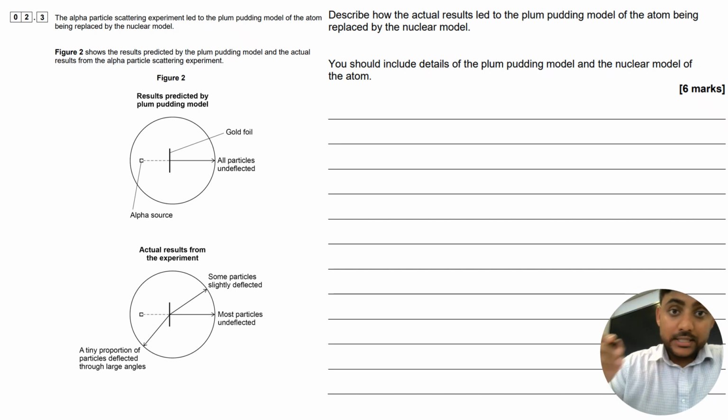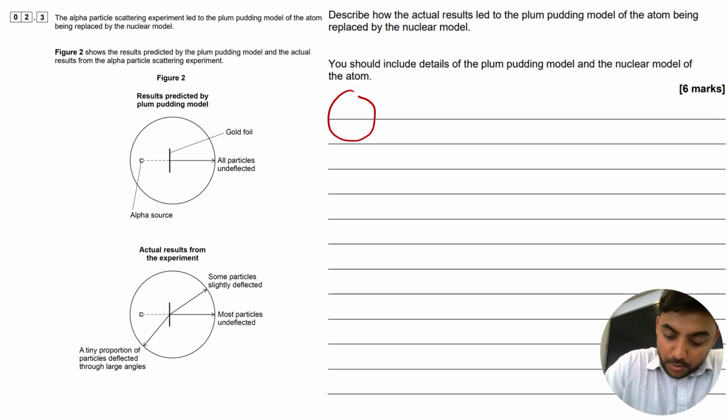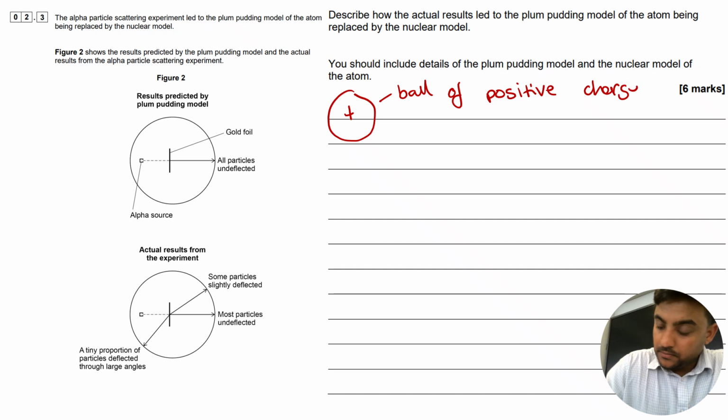So we start off by describing the plum-pudding model. We described J.J. Thomson's plum-pudding model as being a ball of positive charge with negative electrons embedded.